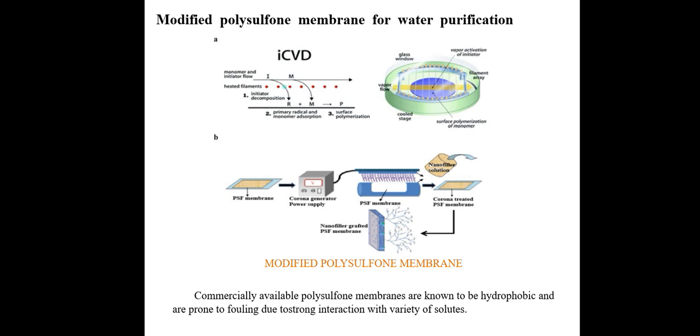Next topic, modified polysulfone membrane for water purification. Commercially available polysulfone membranes are known to be hydrophobic and are prone to fouling due to strong interaction with a variety of solvents.